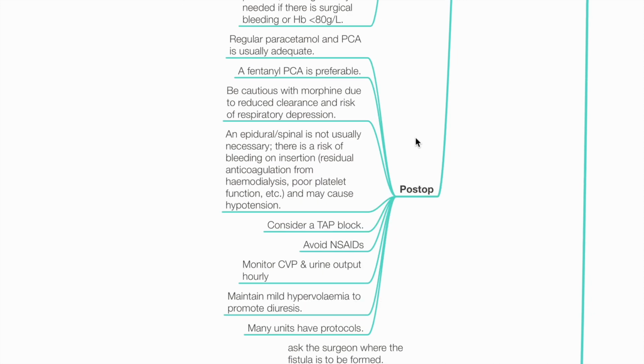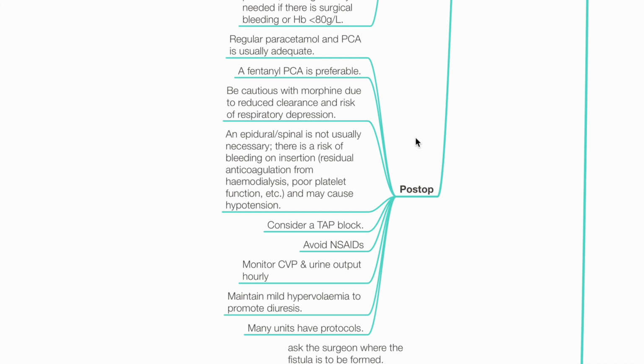Post-op care. Regular paracetamol and PCA is usually adequate. Fentanyl PCA is preferred. Be cautious with morphine. Epidural and spinal is not usually necessary. There is increased risk of bleeding on insertion, and epidurals may cause hypotension. Consider TAP block. Avoid NSAIDs.